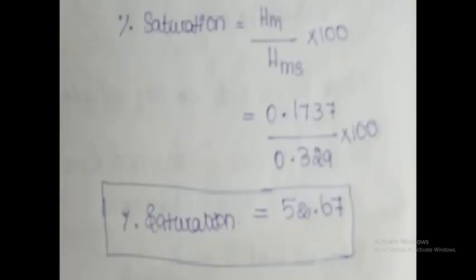Now come to the point, percentage saturation. We have the HM and HMS values. Substitute here and multiply by 100. Finally we get percentage saturation is equal to 52.67.